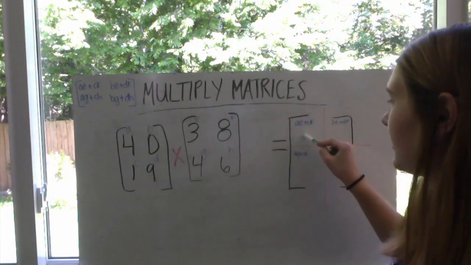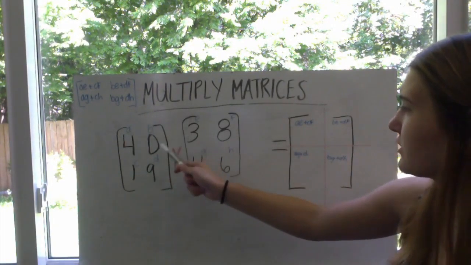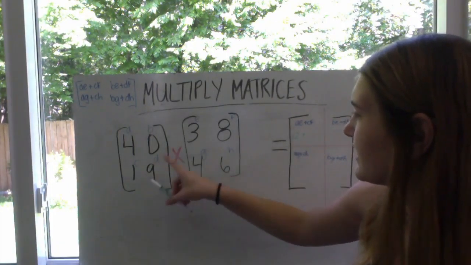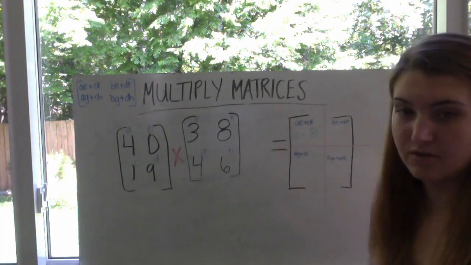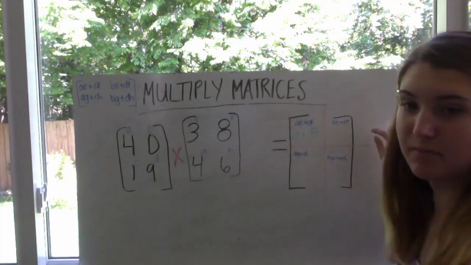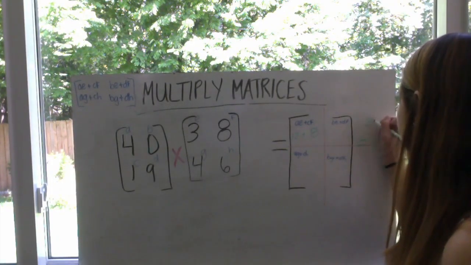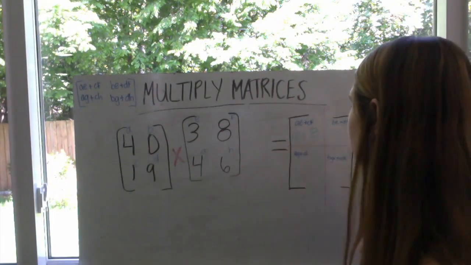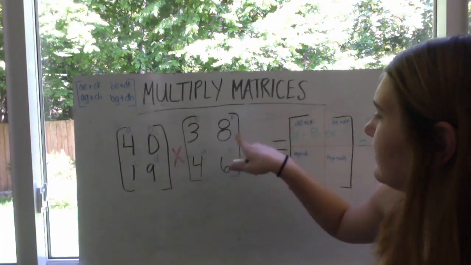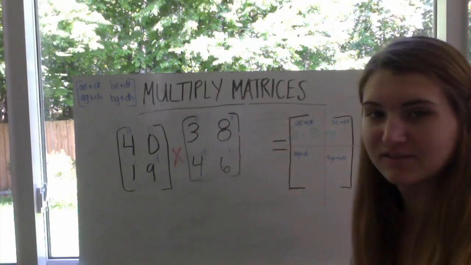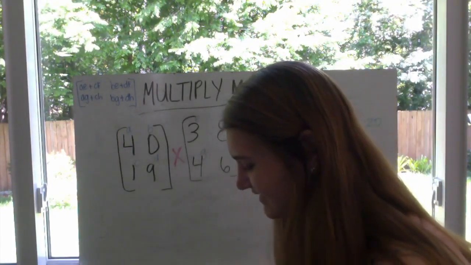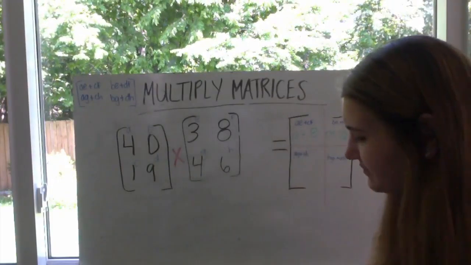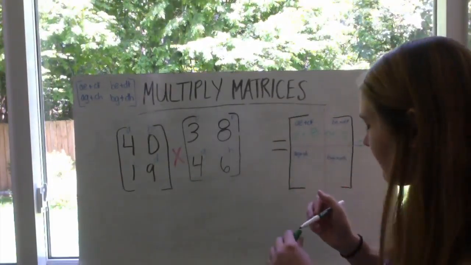To find this number, you multiply A and E, which is 4 and 3, so that's going to give you 12. Then you add that to C and F, which is going to give you 8. So that together is going to give you 20. I'm going to write the final answer on the side. Next, to get this number, we multiply B and E, which is 0, plus D and F, which is 72. So then this number would be 72.